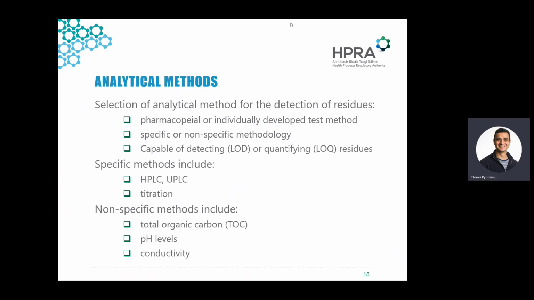Once companies have determined the list of residues and other contaminants, a suitable detection method needs to be selected to screen for those residues. Typically, the selection of analytical methods for the detection of the identified contaminants boils down to whether a pharmacological assay exists, whether a pharmacopoeial assay exists, whether to opt for a specific or non-specific methodology, and whether the selected method is sufficiently capable to detect the contaminants in terms of its inherent limit of detection or limit of quantitation thresholds. Specific methods for individual ingredients include high-performance liquid chromatography (HPLC) and titration, whereas non-specific methods include TOC, total organic carbon, pH levels, and conductivity.